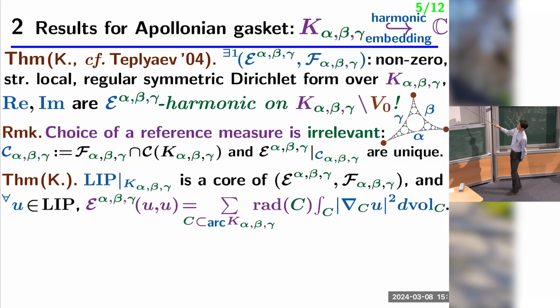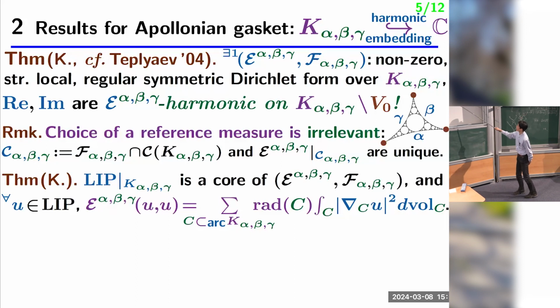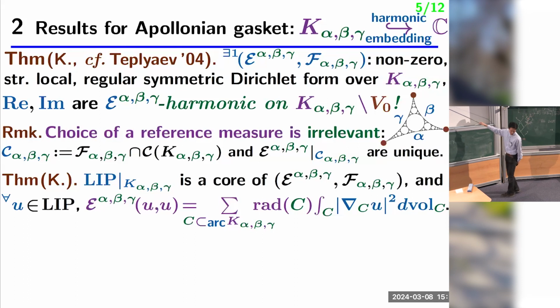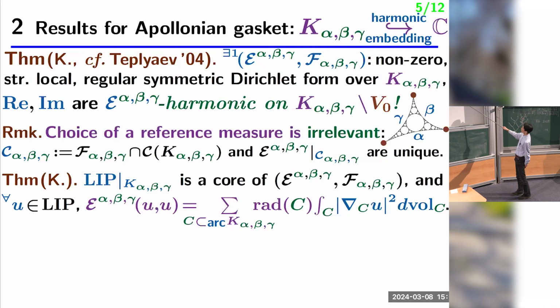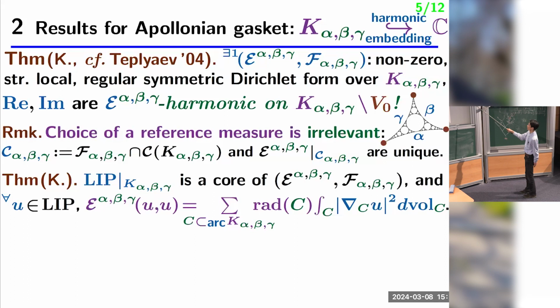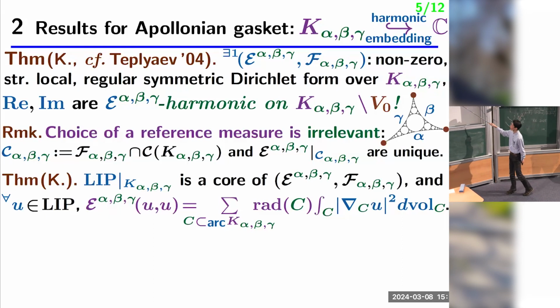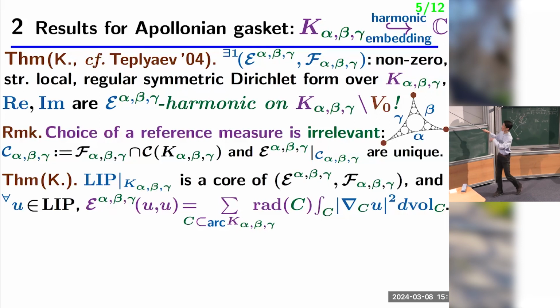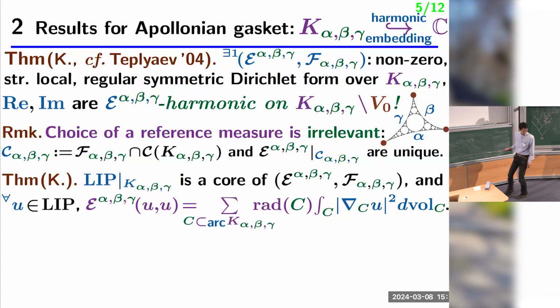And the summand is just the sum. Each C is a circle in the plane, and along that circle you just take the one-dimensional usual Dirichlet form, and here the volume is just the length measure. Without any normalization this might diverge, but we multiply this by the radius of the circle C, and then this is always convergent for Lipschitz functions.